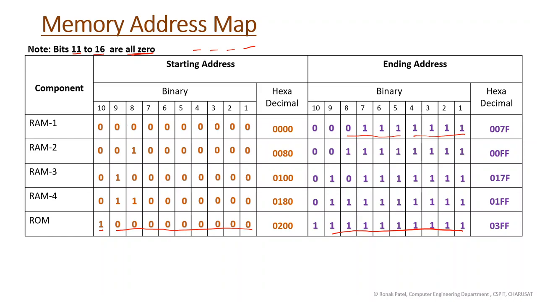If the address is between 0080 and 00FF, then that address or that data must be from RAM. Okay, you are accessing RAM 2. If the address you are giving is between 0200 and 03FF, then it is from ROM. So this you can tell. Or sometimes from this configuration you can construct your circuit. So this is the memory address map of the CPU memory connection that we have seen. Okay.